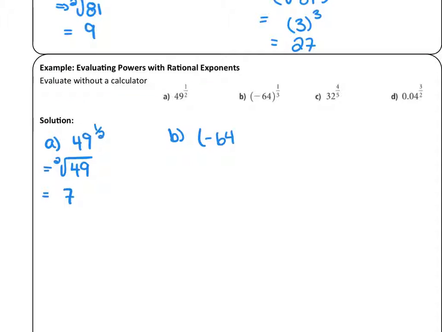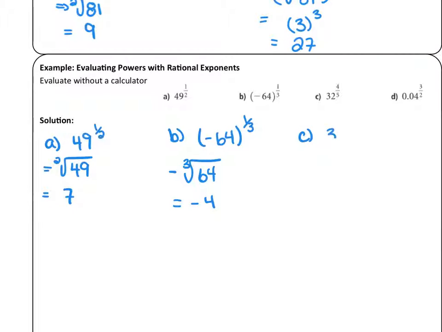B, negative 64 to the 1/3. So that is the cube root of 64. Now I'm going to put the negative out here because it's a cube. Then we can have the negative. If it's an odd number on the bottom, it's okay that it's negative. Your answer is going to be negative. If it's an even number, it's not going to be possible. So be careful with that. The cube root of 64 is 4, so our answer is negative 4.